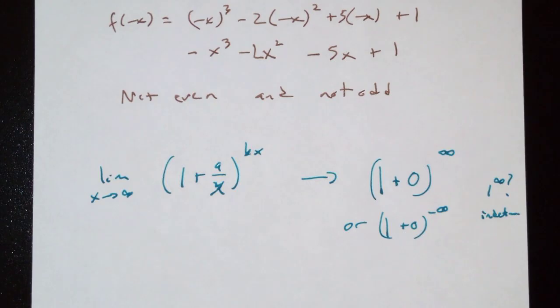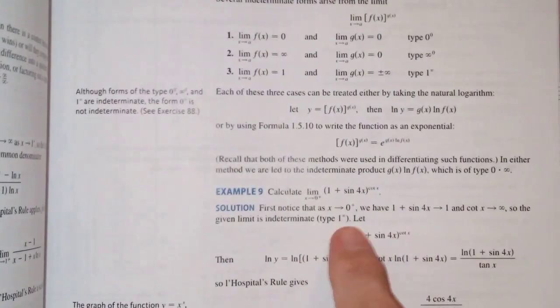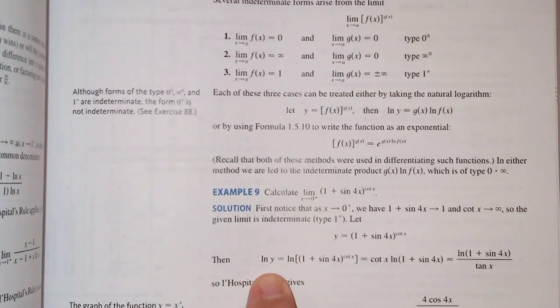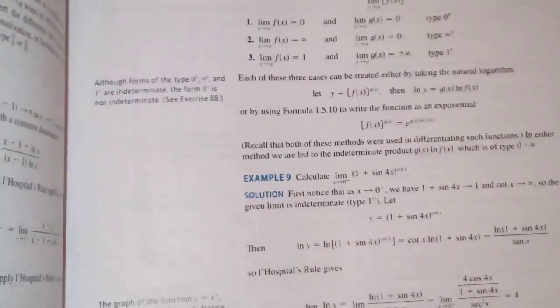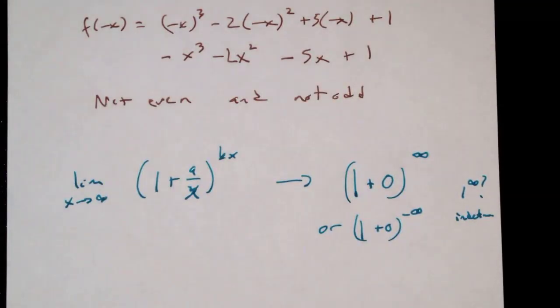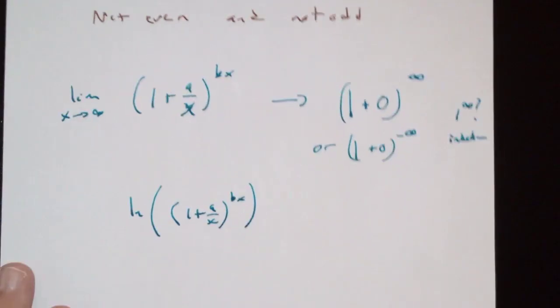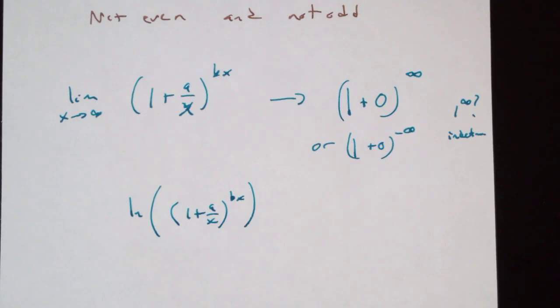This is the example I did not do at the end of class because I was running low on time. If we go back and look on page 315 at example 9, I have this 1 to the infinity garbage again. And I put an ln in there. And if I put an ln in there, what can I do with that power? I can bring it out front.